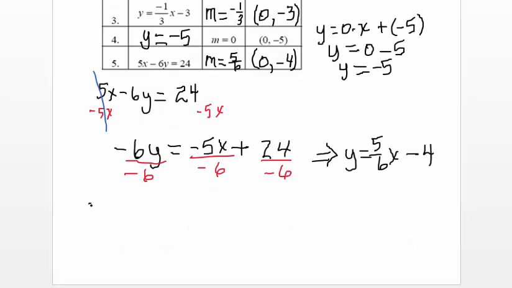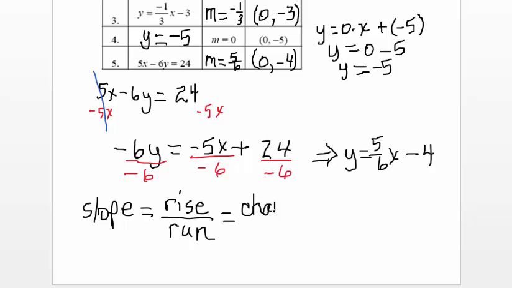So slope compares the change in y, which we often call the rise, to the change in x, which we call the run. So it's a comparison of how y is changing to how x is changing as I move along the line.